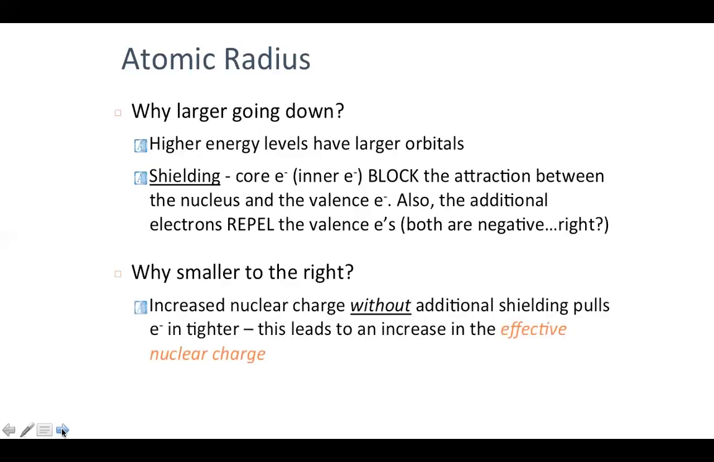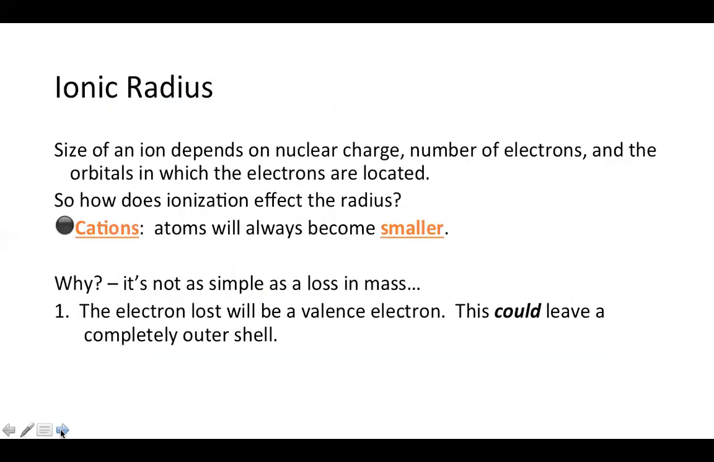Now, as we are looking to the right, again, when we're moving to the right, we're increasing effective nuclear charge, which decreases the size of the atom. So it gets smaller moving to the right, or larger moving to the left. All right, so that was atomic radius.